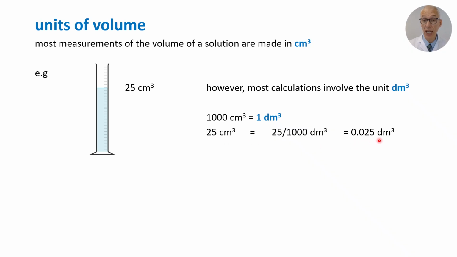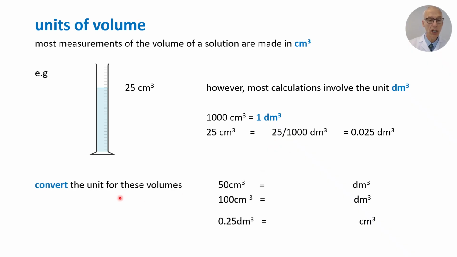How do I achieve that? I divide 25 by 1000. To turn centimeters cubed into decimeters cubed, I divide the number of centimeters cubed by 1000.